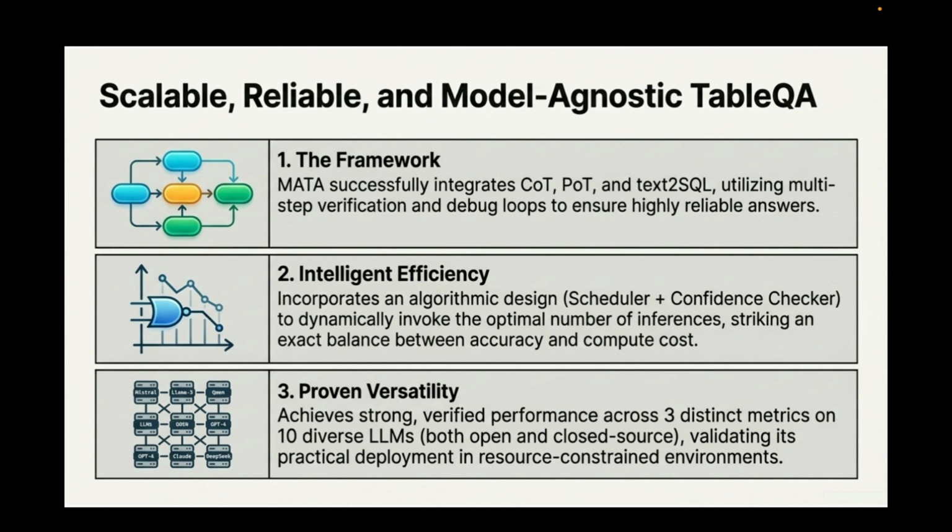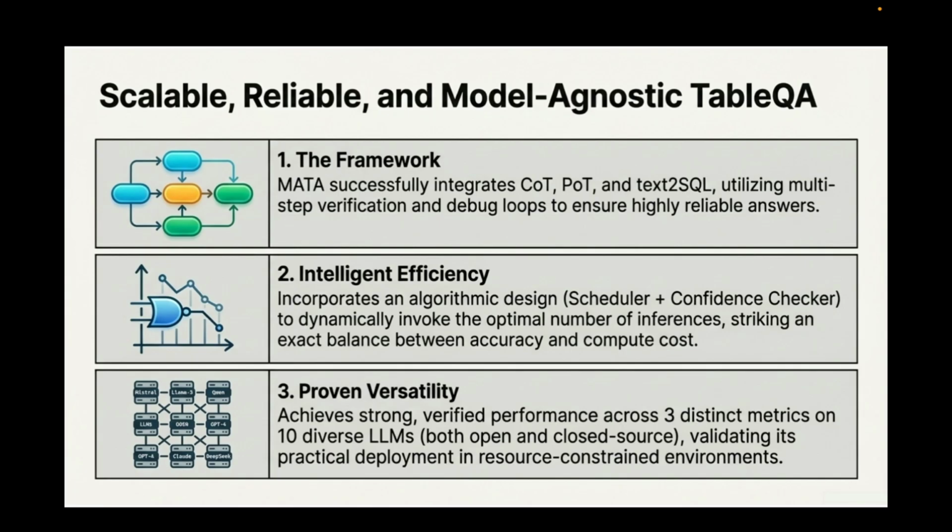To conclude, the paper proposes MATA, a multi-agent framework for reliable and flexible table question answering. Its main contribution is that it combines three different reasoning paths: COT, POT, and text-to-SQL, and supports them with lightweight tools like the scheduler, confidence checker, and format checker. This design helps the system in three ways. It improves reliability by checking across reasoning paths, it improves flexibility by working across different models and question types, and it improves efficiency by avoiding unnecessary expensive calls.